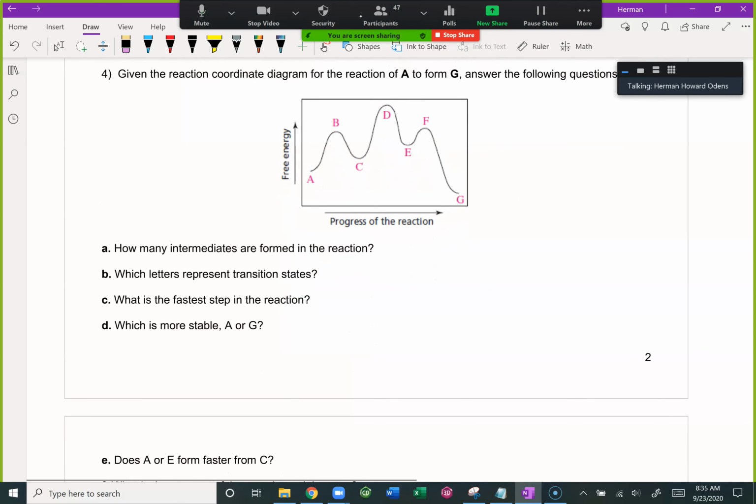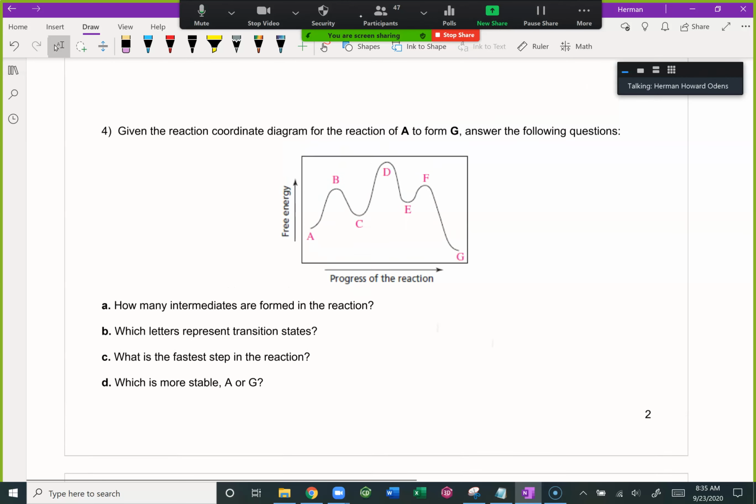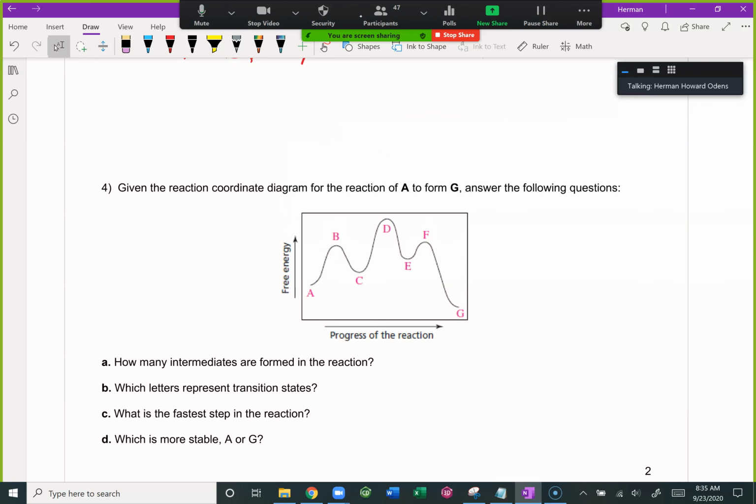Let's see how many questions. There are 4 questions. Question number 1. And you guys could participate, please. How many intermediates are formed in the reaction? And tell me which ones they are. Anybody? Are there 2? Yes, there are 2 intermediates.